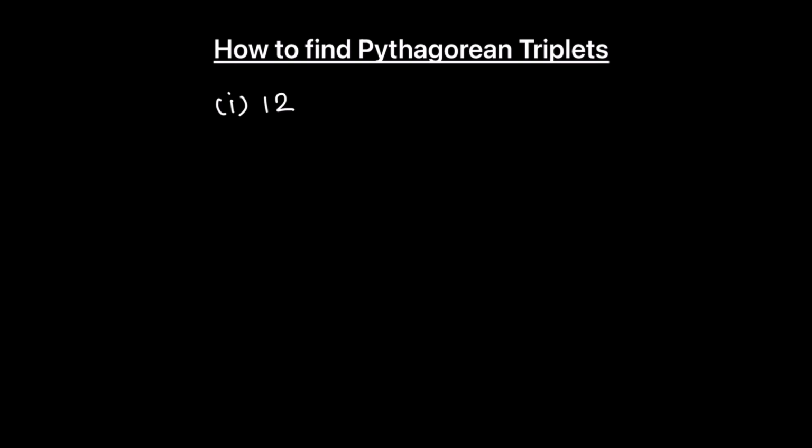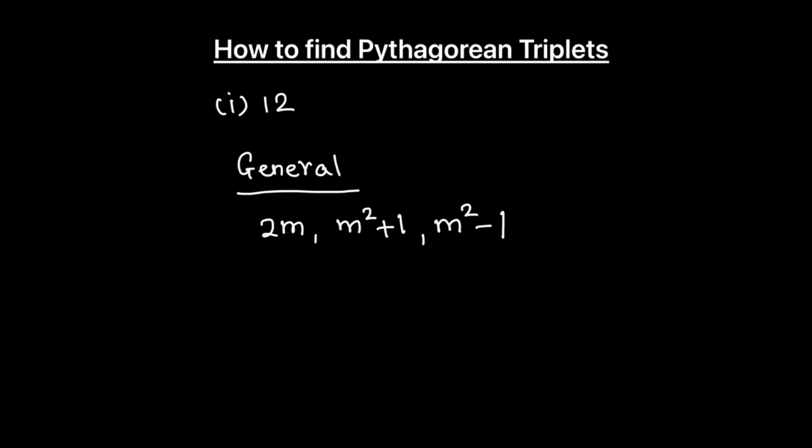For finding the Pythagorean triplets, we should know the general formula for finding the triplets, which is 2m, m square plus 1 and m square minus 1. So these are the three general Pythagorean triplets.